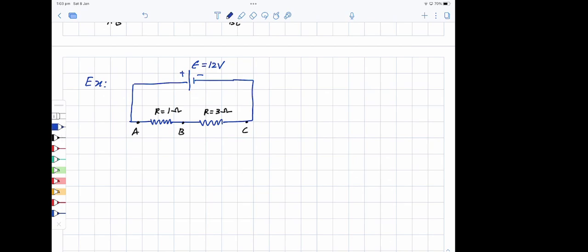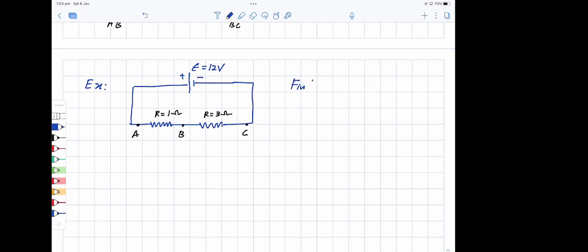My question is, find the potential difference between AB and BC. Okay, do that. Try to do this question, everyone. Quick.